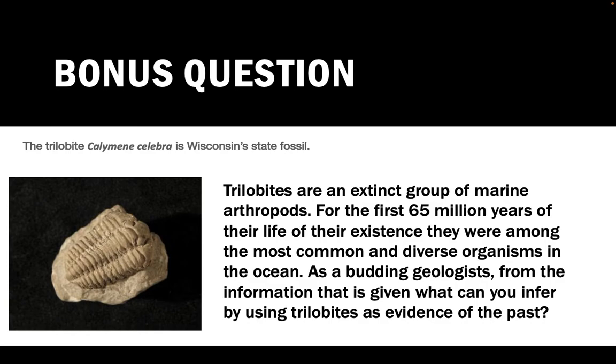Bonus question. The trilobite Elrathia kingii is Wisconsin's state fossil. Trilobites are an extinct group of marine arthropods. For the first 65 million years of their existence, they were among the most common and diverse organisms in the ocean. As budding geologists, from the information that is given, what can you infer by using trilobites as evidence of the past? This would be a great time to pause the video and answer the question. When you are done answering the question, resume the video.